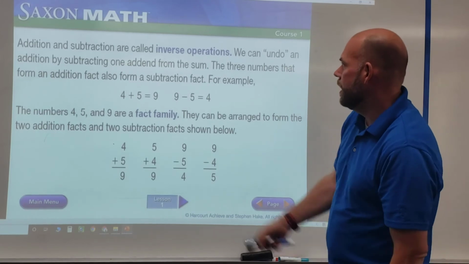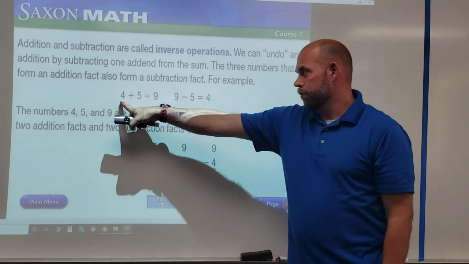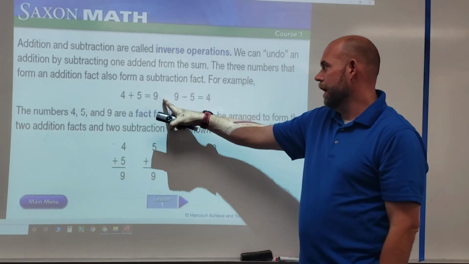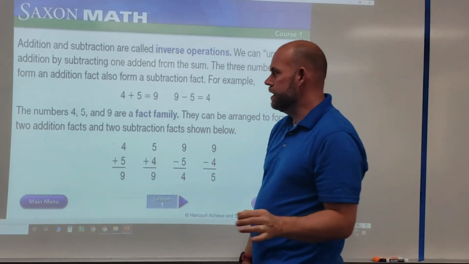All right, so addition and subtraction are inverse operations. That's what I just did. So, for example, 4 plus 5 equals 9, but 9 minus 5 equals 4. And we're going to talk about this more later in the year.